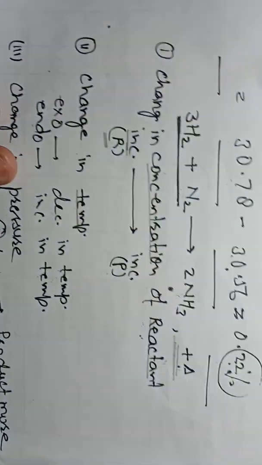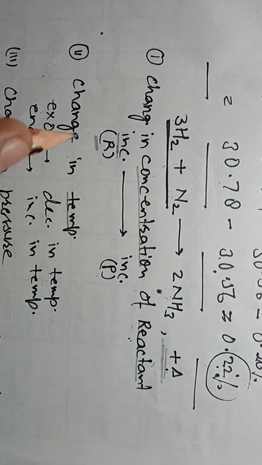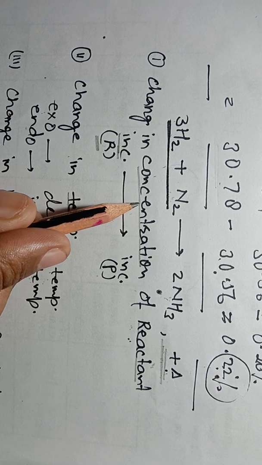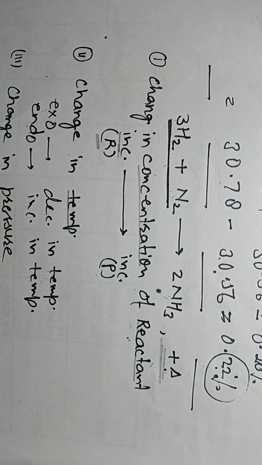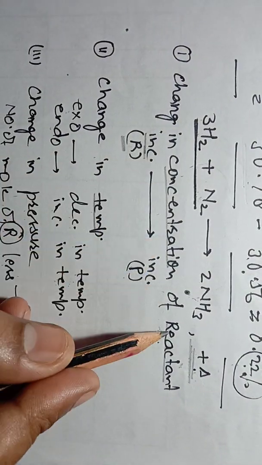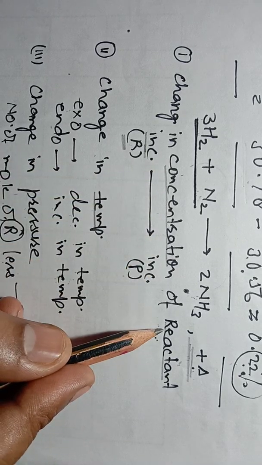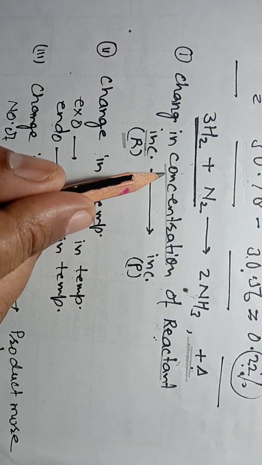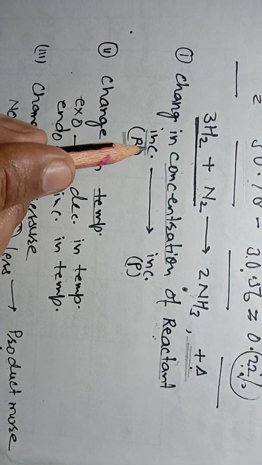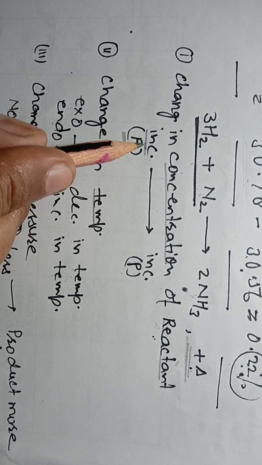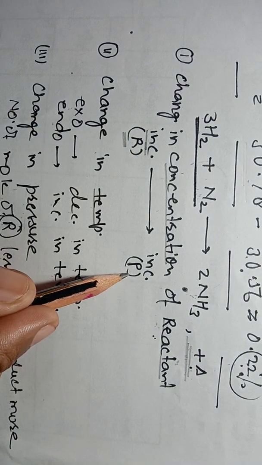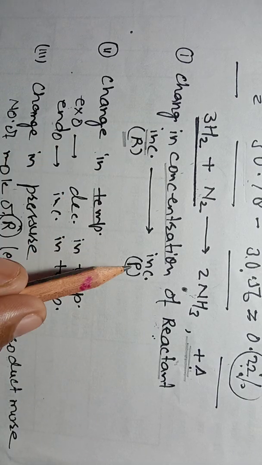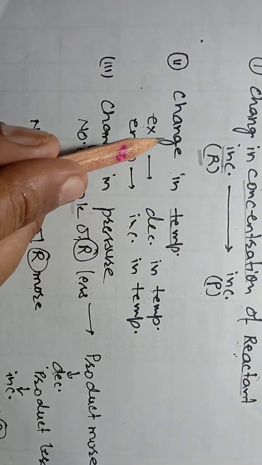Okay students, in short, I am going to repeat all these points again. We can discuss the favorable conditions for any chemical change under 3 different headings: change in concentration of reactant, change in temperature, and change in pressure. First, if the amount of reactant in any reaction is increased, the product amount will also increase. This is a universal point.